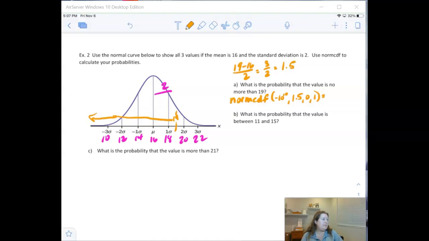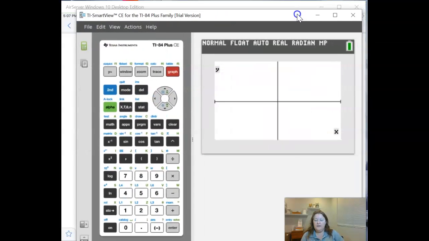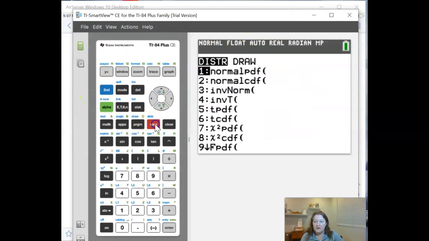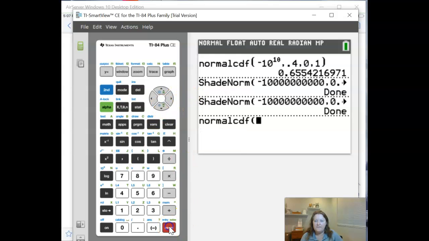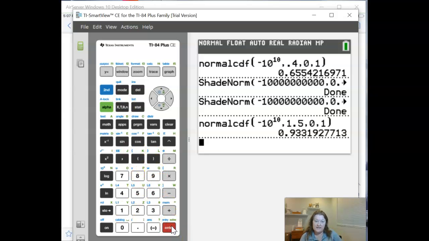All right, so I'm going to bring that back into our screen here. So second bars, normal CDF, we're going to start at negative 10 to the 10th. And then, hey, where'd my thing go? That's fine. I want to delete back one. Okay, and then I want to do a comma. And then after that, I'm going to go to 1.5. And then a comma. And then I'm going to go to 0 and 1. And press enter. And it looks like 93% around there.